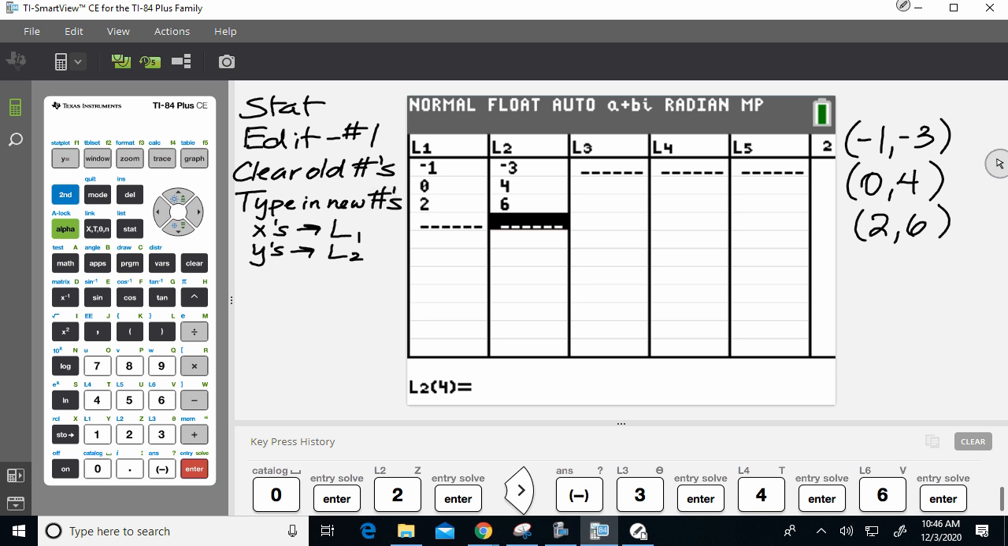Start up here in another few seconds. Again, if you don't have your graphing calculator with you right now, the least you can do is copy down the steps. That way you can know how to do it later.